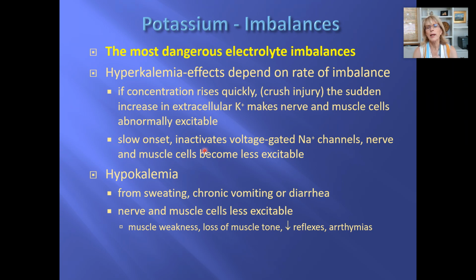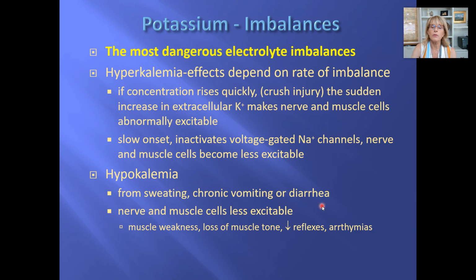If it's happening slowly, it can get quite high and your patient seems to look okay. Now, you probably would see an abnormality on their EKG, but if it comes on very slowly, very often because of vomiting or diarrhea, or there's an endocrine problem that can cause it, it will make it so that the nerves and the cells become less excitable, and that creates muscle failure for an opposite reason. Okay, so hyperkalemia, slow or fast.